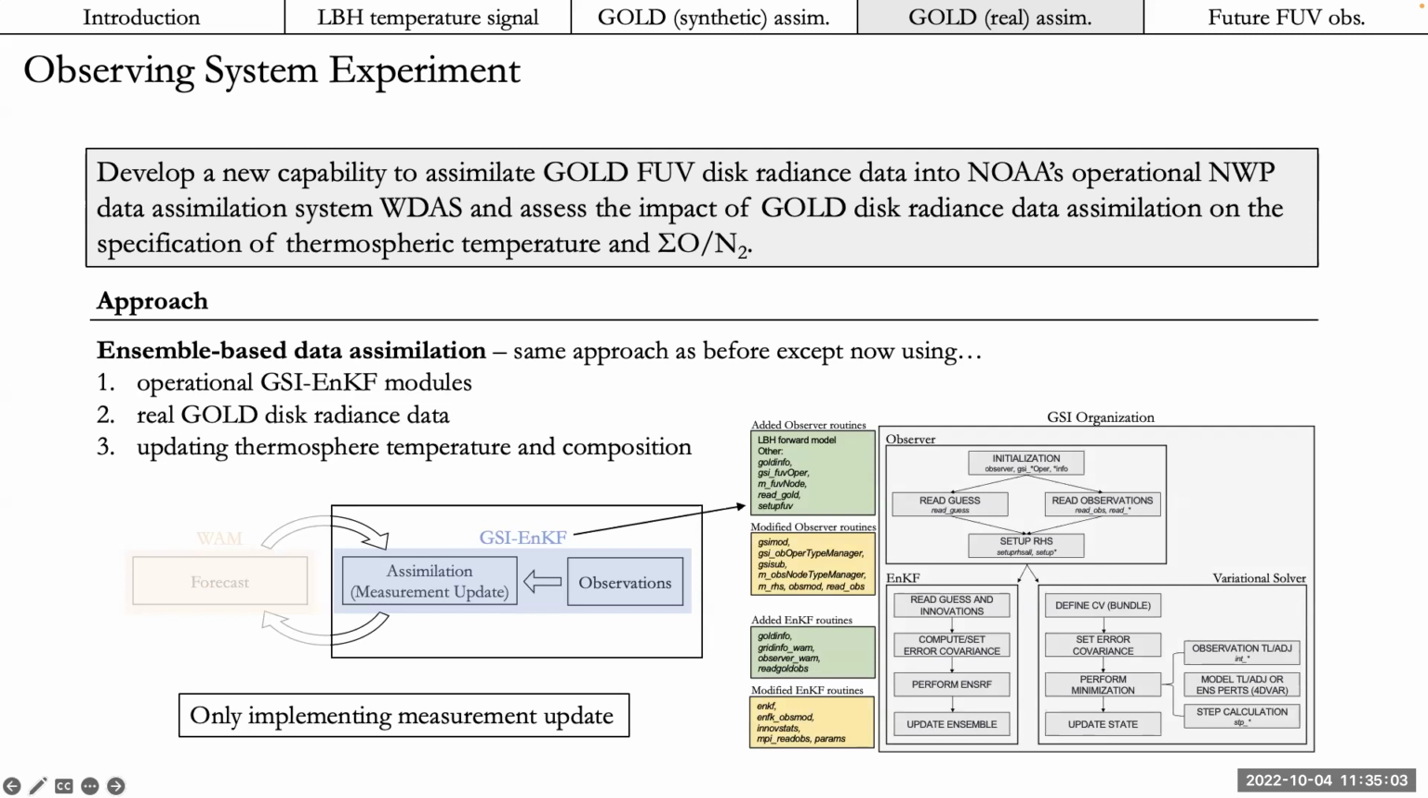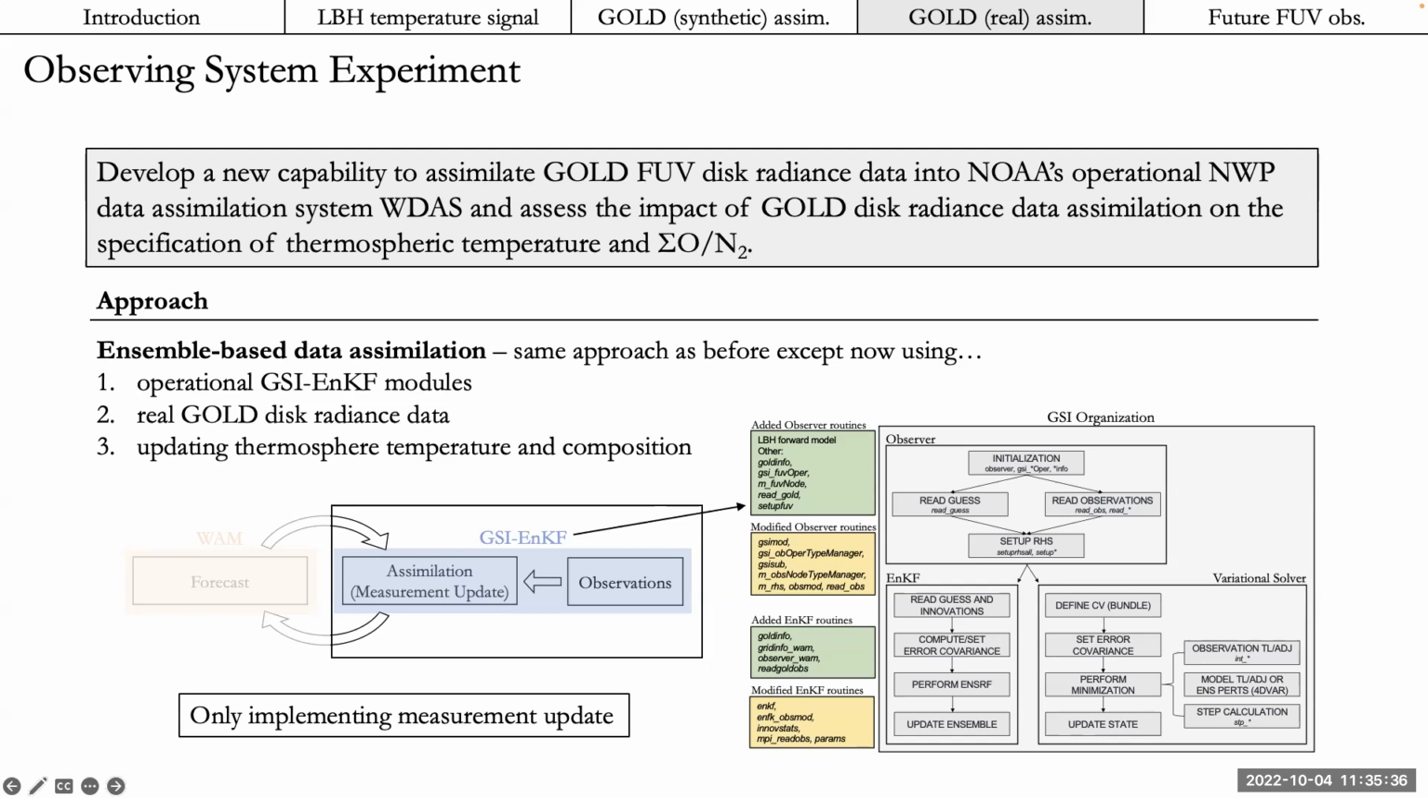So to assimilate the GOLD data into the operational system, we needed to integrate the GOLD data processing routines, uncertainties, and the LBH forward model into GSI. The figure on the far right depicts the GSI structure and the overall additions, meaning the routines in the green box, as well as modifications in the yellow that were made to this code base.